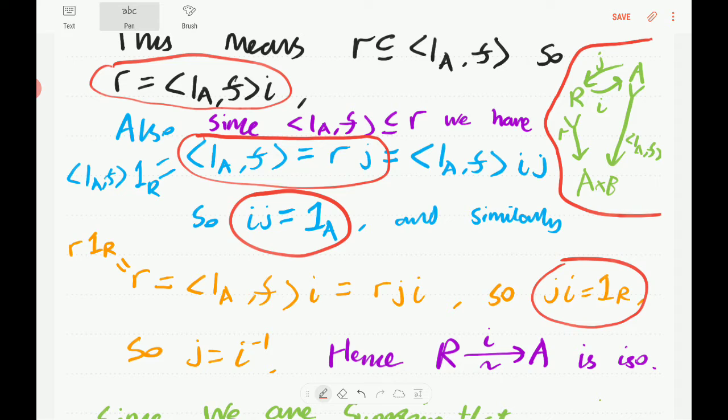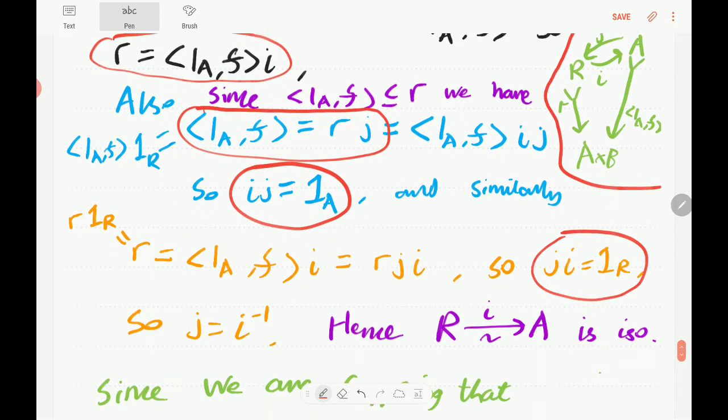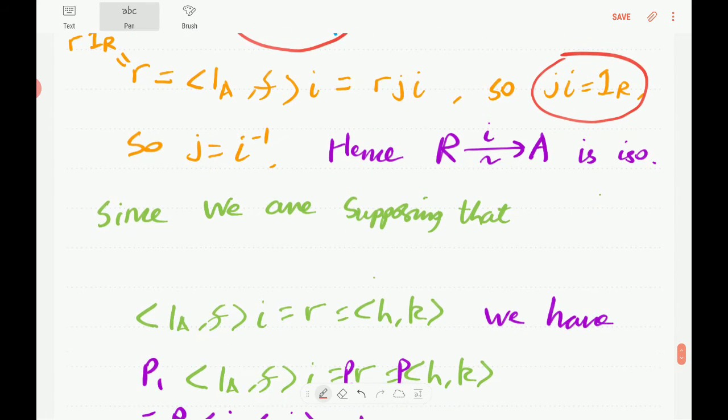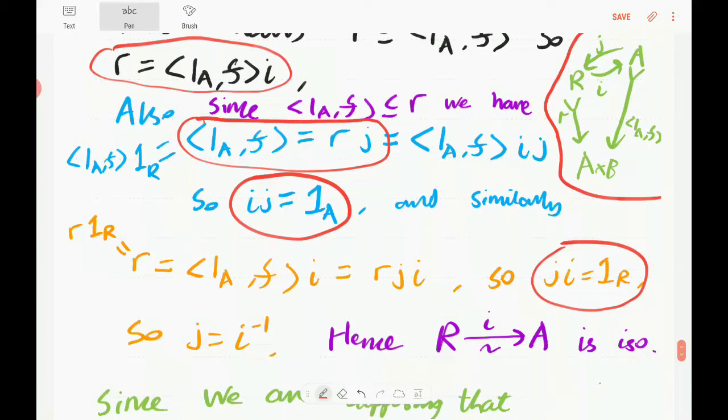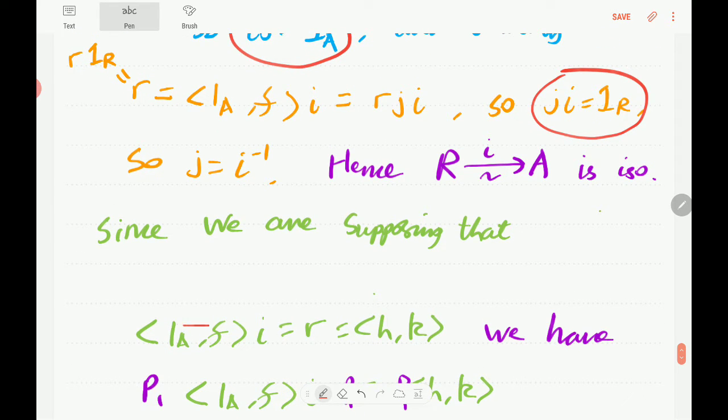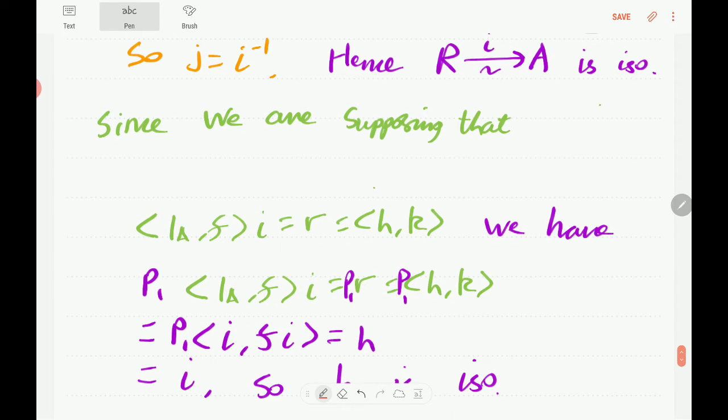Well, we're really just fleshing out some of the isomorphisms which occur because of sub-objects being equivalent, actually. But anyway, we now have that this arrow i from r to a is an isomorphism. But here's the thing. If we look at this diagram, we're supposing that the graph of f after i is equal to r. And we know that r is something we can write as h comma k. So let's take this equation and then we're going to do p1 after it.